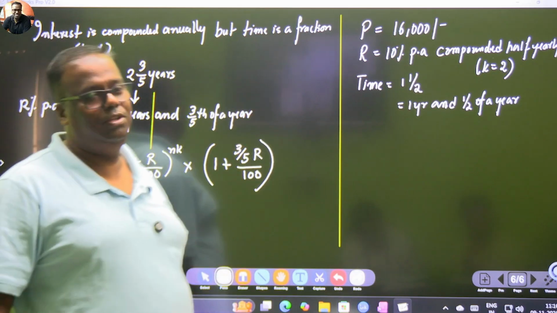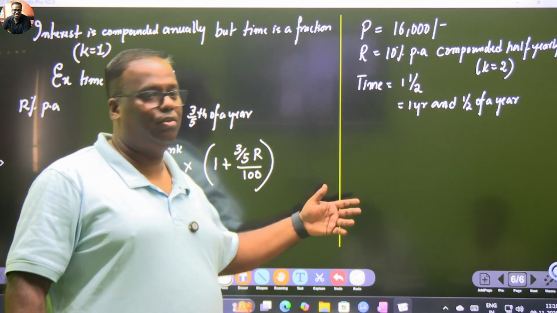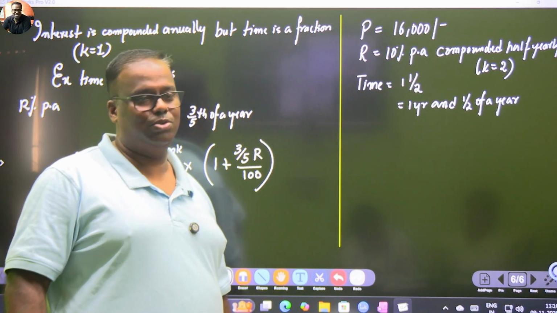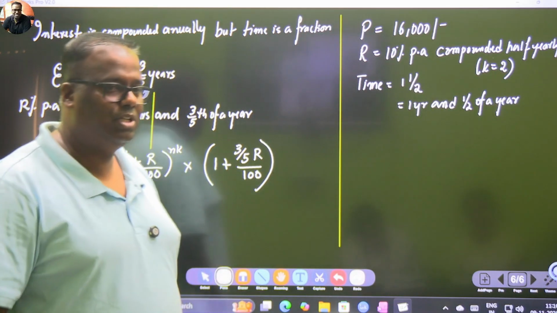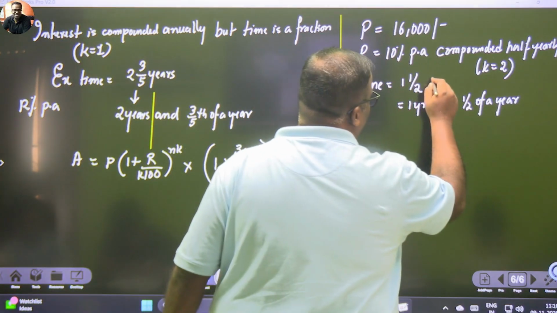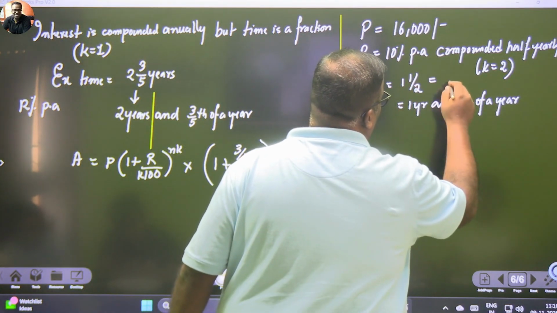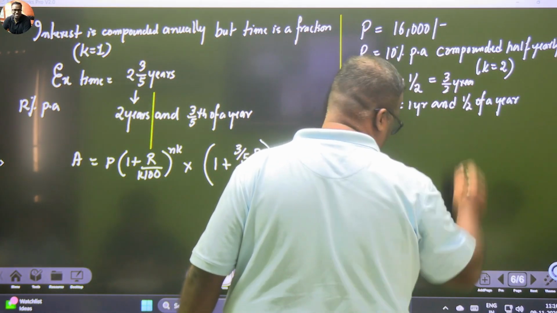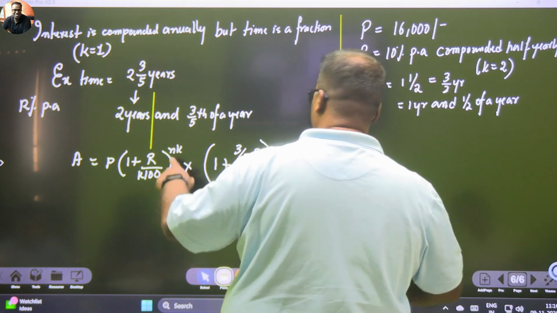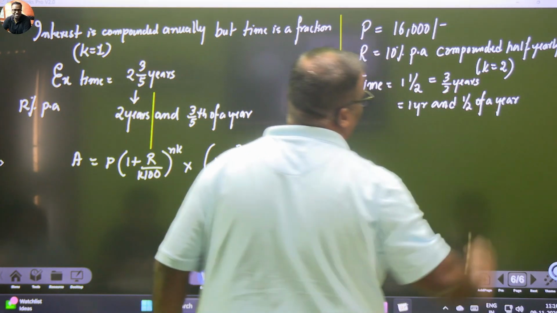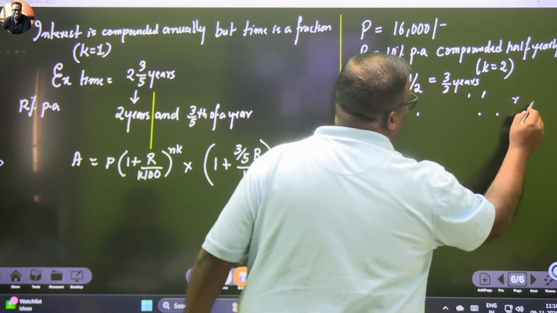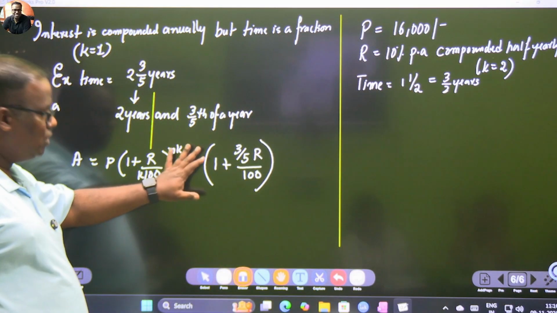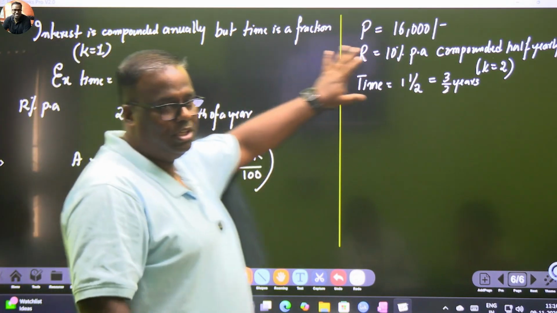This can be done in many ways. This is compounded half yearly in 1.5 years. So you can exactly do the problem in 3 years also. You need not split this. Here we will take 1.5 years. How many years is it? 1.5 years is 3/2 years. In this problem, you need not solve it like this. You can solve it more easily. This part is not required. You know why? It will become easy. See the beauty of this problem. I will not use this formula. I will go with the initial formula and I'll solve it.